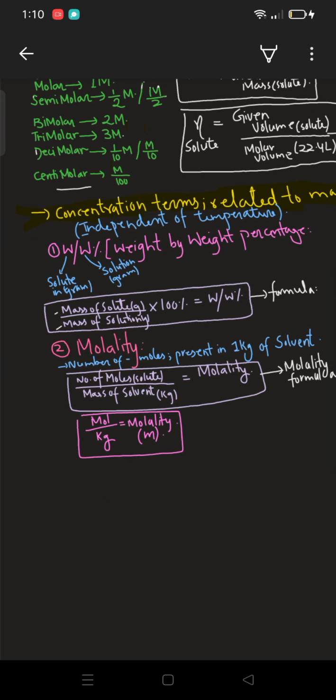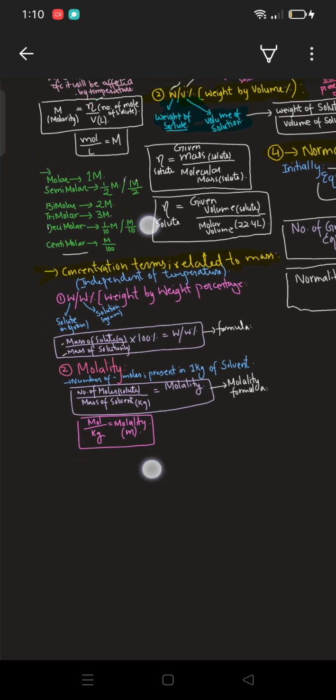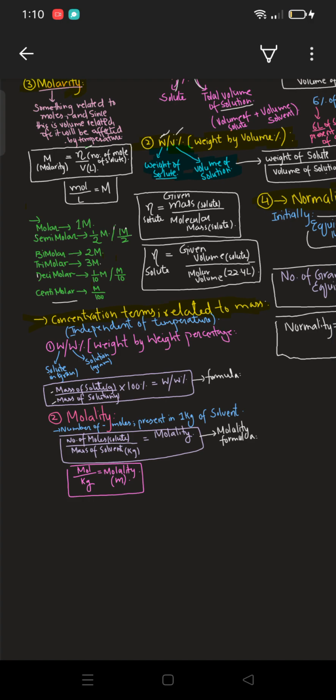Then we found molality. Molality is basically a term related to moles. So the number of moles per unit mass of solvent, that too in kg, is what we call the molality. Molality is represented by a small m, and the unit for it is mole per kg, right? So mole here represents the mole of solute, and kg here represents the mass of solvent in kg.